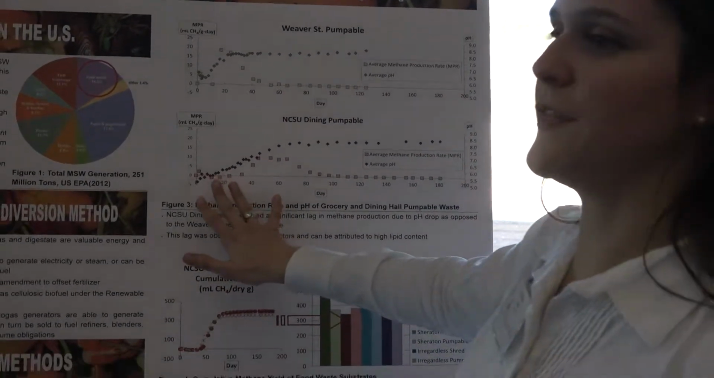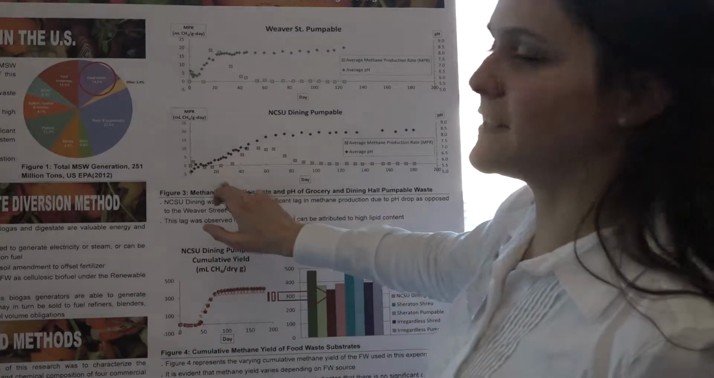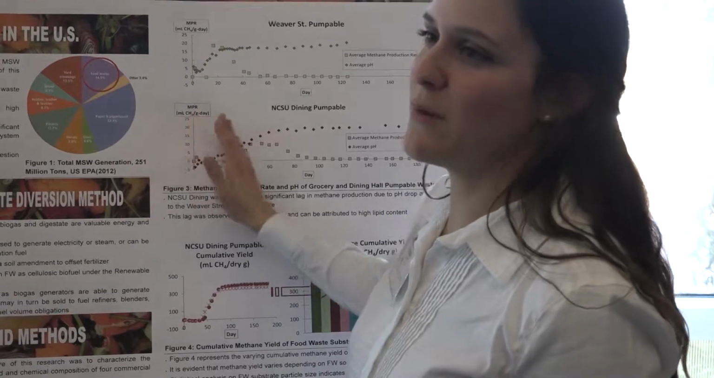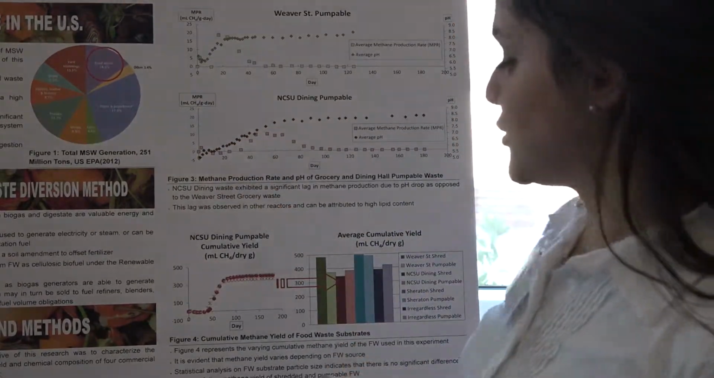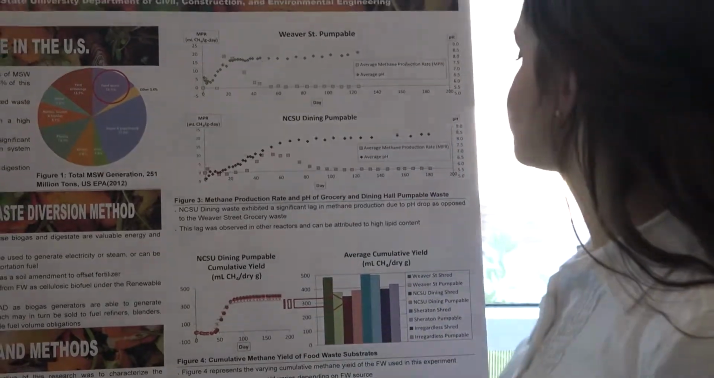I've paralleled this with a figure of another reactor set that contains NC State dining waste. And as you can see, this process is way more delayed, which can be attributed to a higher lipid content that can be observed in table 1.